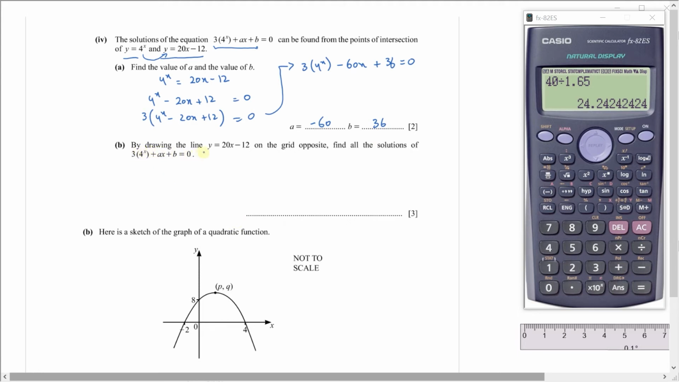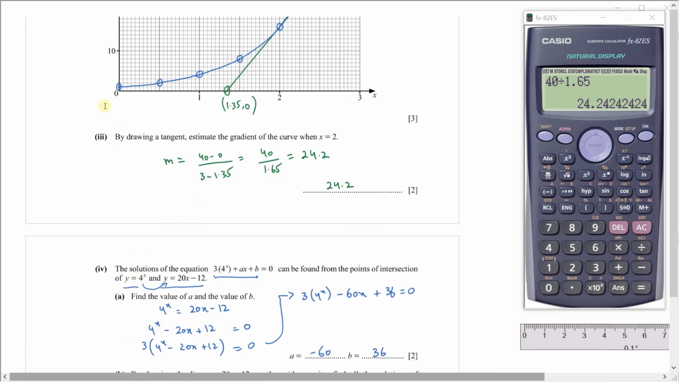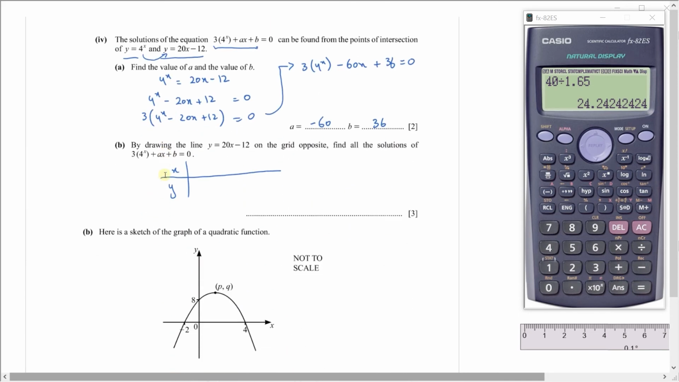The next part is: by drawing the line y equals 20x minus 12 on the grid opposite, find all the solutions of this equation. So we have to draw this line, so we can take a couple of values of x and y to get 2 points. If I take x equals 0 here, my y value will be minus 12, but my y-axis is all positive. So I cannot take a point where my y value is negative because I won't be able to plot it on this graph. So let's take x equals 1. So 20 into 1 is 20, and 20 minus 12 will give me 8. So this point I can plot.